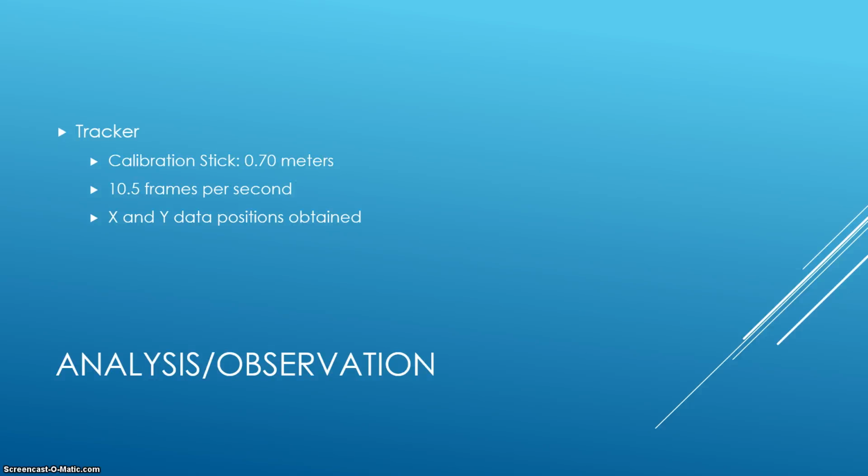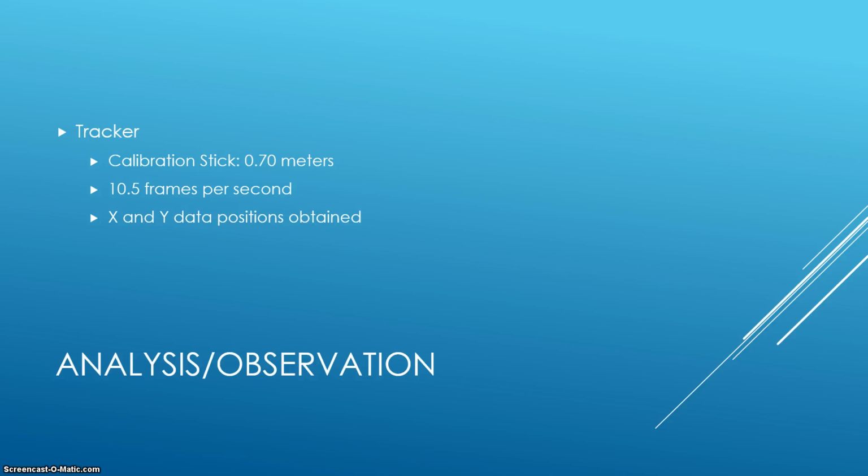Let's start by looking at the analysis done on Tracker. The calibration stick is set up to be 0.70 meters, measuring from the fixed point to the center of the object, at the moment when the object is grabbed before being released. The frame rate used in the video is 10.5 frames per second.